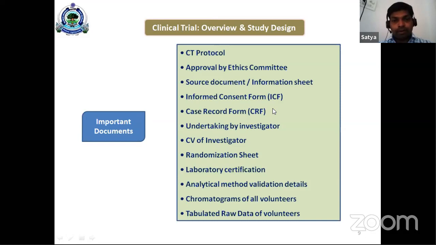Case record form: the trial activities are recorded in the case record form. You call it CRF. Nowadays, along with paper CRF, eCRF is mostly used in all trials, so it is easier compared to paper CRF. The undertaking by the investigator is signed and authorized: I am responsible for the safety of the patient. The CV of the investigator will be attached with that, and the randomization sheet I have explained earlier, and the laboratory certificate. All the laboratory tests you have performed go through accreditation from the national regulators. And the analytical method validation should be available with the CROs, and chromatograms of all volunteers will be available as part of the CRS documents.